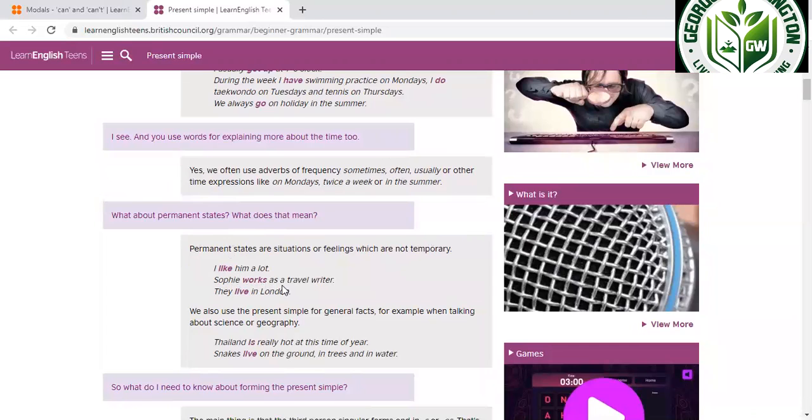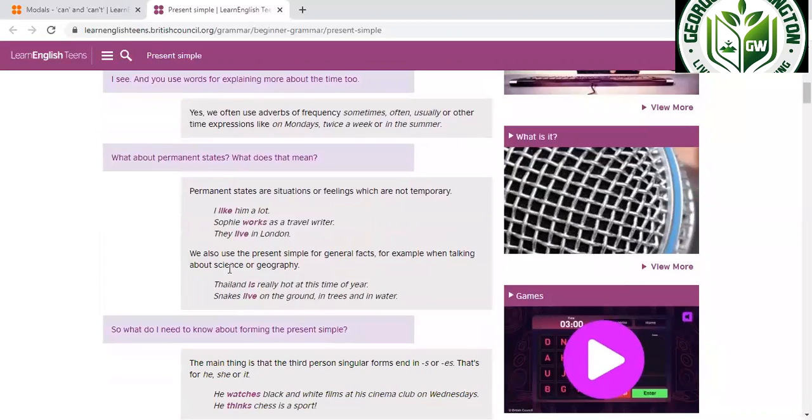Sophie works as a travel writer, so that's a permanent situation. They live in London, permanent situation, not temporary. We also use the present simple for general facts. For example, when talking about science or geography. Thailand is really hot at this time of the year. Snakes live on the ground, in trees, and in water.